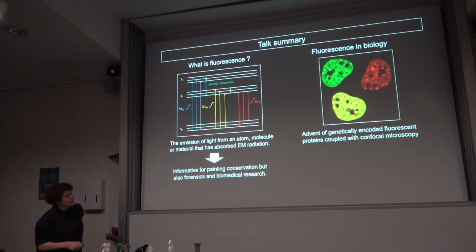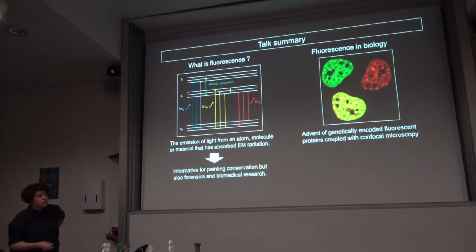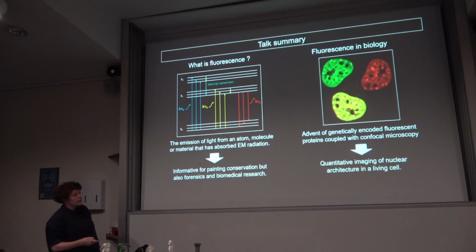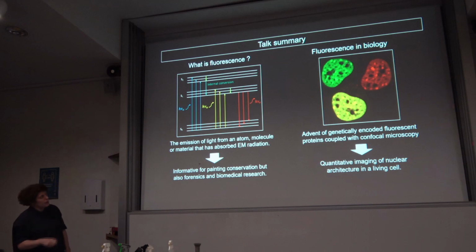context of biology. With the advent of these genetically encoded fluorescent proteins and confocal laser scanning microscopes, we can more or less observe as many colors as we want, really. We can label different parts of the genome, we can track proteins, we can differentiate cancer cells from non-cancerous cells just from their endogenous fluorescent signal. The example I showed was looking at quantitative imaging of nuclear architecture, and this all stems just from understanding the fluorescent process.